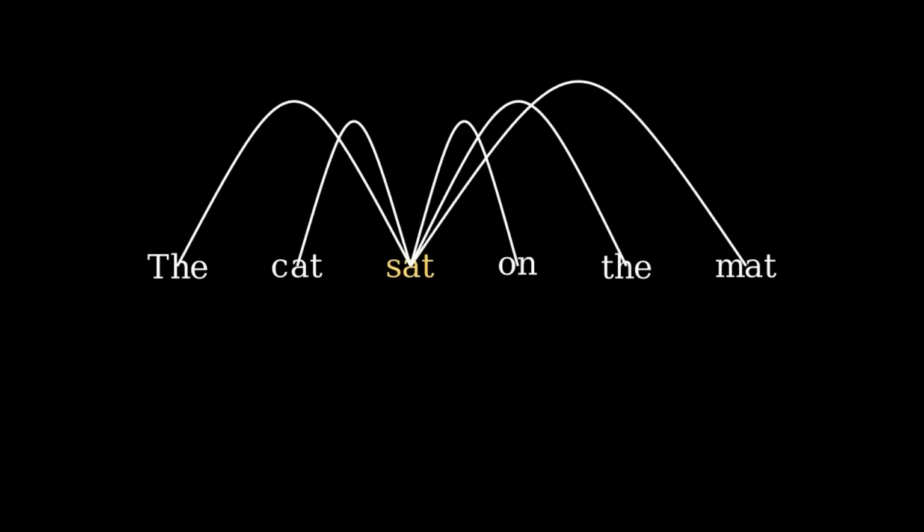This is where things get interesting. Each word doesn't exist in isolation. It depends on other words in the sentence. Self-attention allows each token to look at every other token and decide what matters. For example, sat relates strongly to cat, but not as much to the. This is how a model understands that it was the cat who sat. Stronger connections mean higher importance. This is how the model understands context, by dynamically focusing on relevant words.